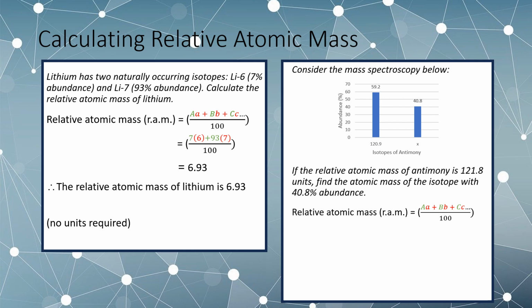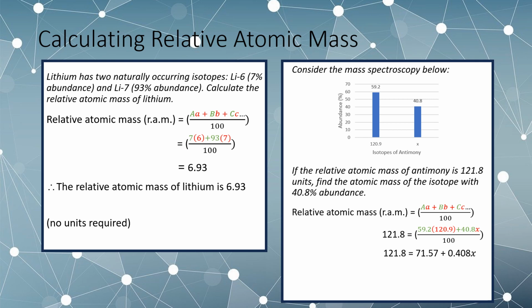So we have our formula, RAM is equal to the different variables over 100. So we know our RAM, or our relative atomic mass, is 121.8, and that is going to equal 59.2 multiplied by 120.9, as that is the percentage abundance multiplied by the mass of our isotope that we know, the left-hand one in our graph, plus 40.8, our known abundance, multiplied by X, our unknown mass of that other isotope. What we're going to then do is we can divide the 100 into those two parts. So we can divide 40.8 by 100, giving us 0.408.